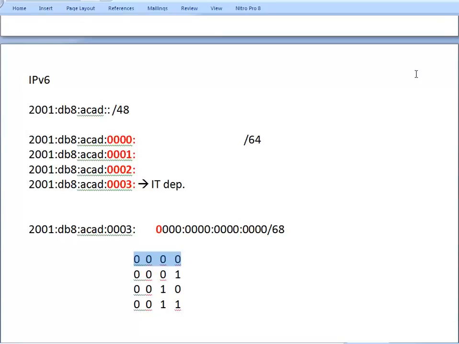Okay, I know it's been a very long video and lots of theory here, but this is subnetting, so you really need to understand it. Do not use any calculator. Everything has to be done in your head and with paper.